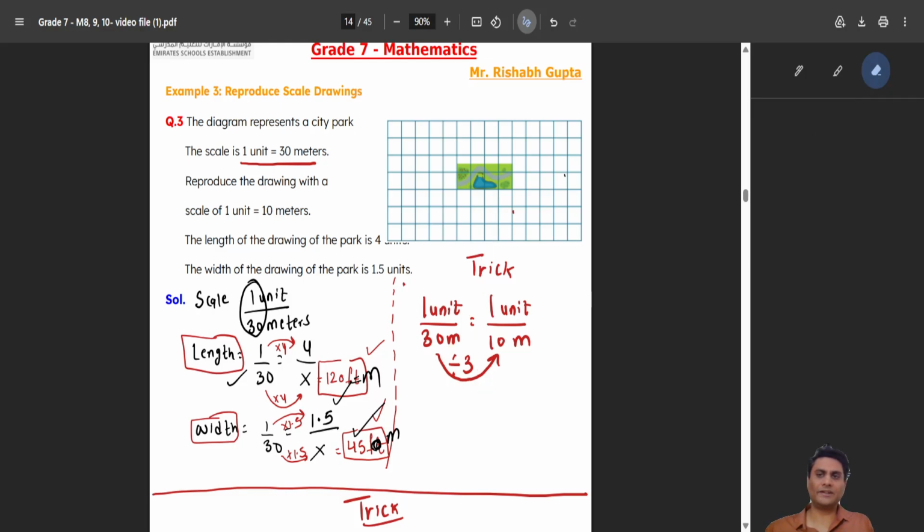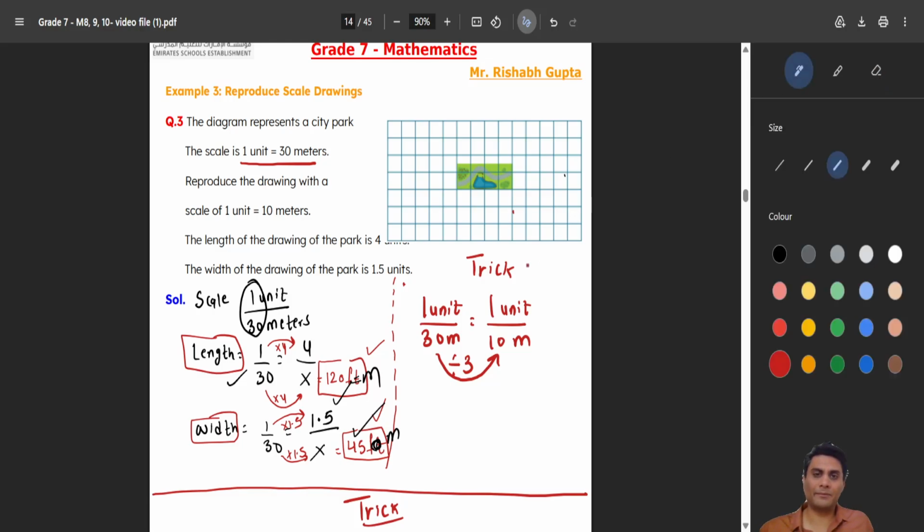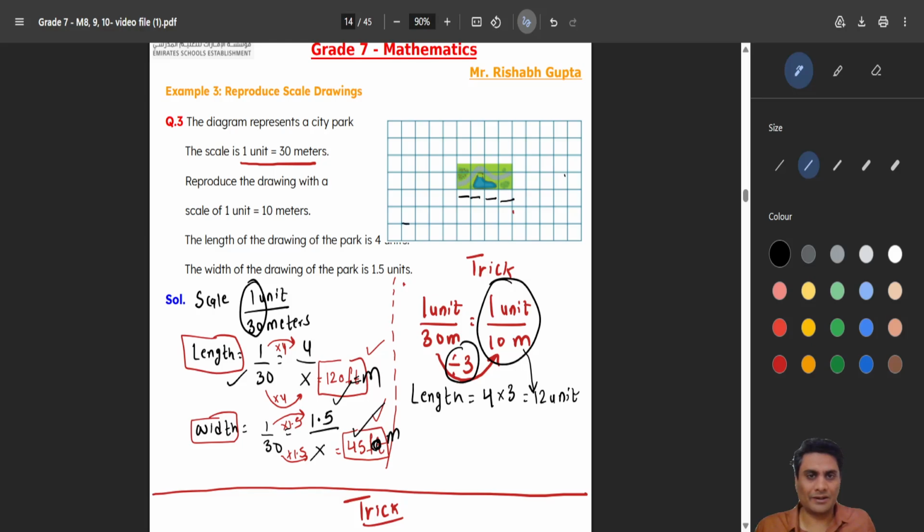How? This is divide 3, right? So what is the opposite of divide 3? Multiply 3. Correct? So you have to find the length first. So let us find the length. For the length, how many units are given here? 1, 2, 3, 4 units. So 4. Here I have divide 3, so I have to do the opposite, multiply 3. It will be 12 units. That is, according to the new scale, 1 unit equals 10 meters, how much length? 12 units length. So same answer, right? 1, 2, 3, 4, 5, 6, 7, 8, 9, 10, 11, 12.